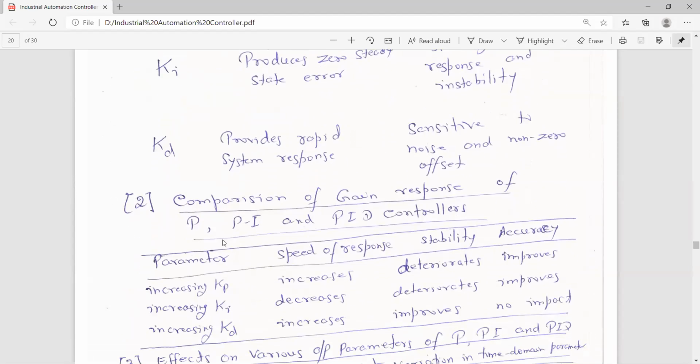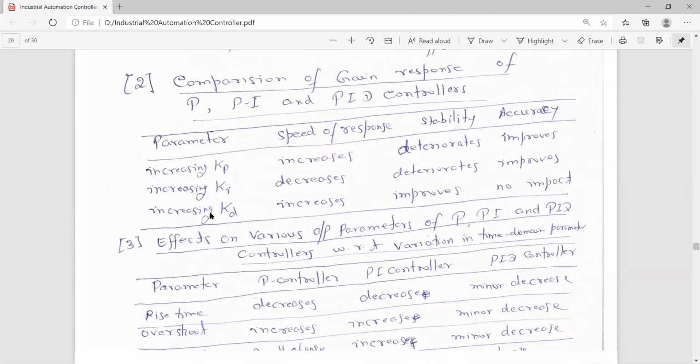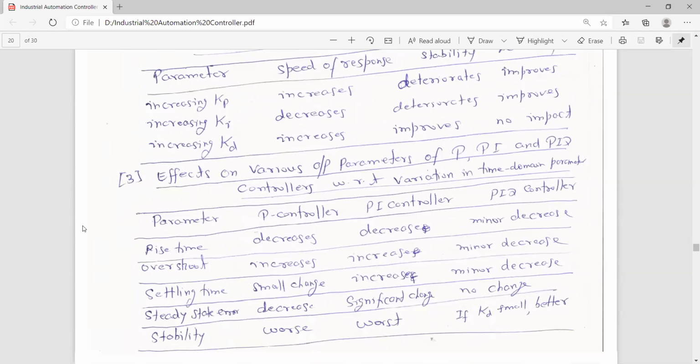Then again, a comparison of gain responses of PI and PID. When we increase KP, the speed of response increases, stability deteriorates, accuracy improves. Increasing KI, the speed decreases, stability deteriorates, accuracy improves. But if we change KD, the speed of response increases, stability somewhat improves, but there is no impact on the accuracy.